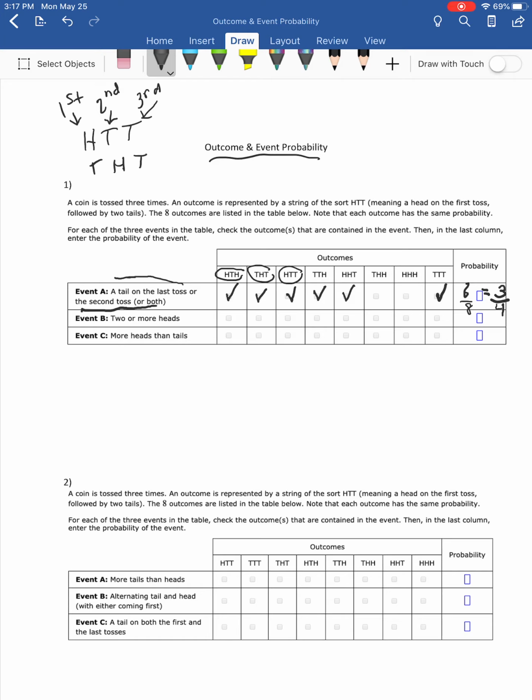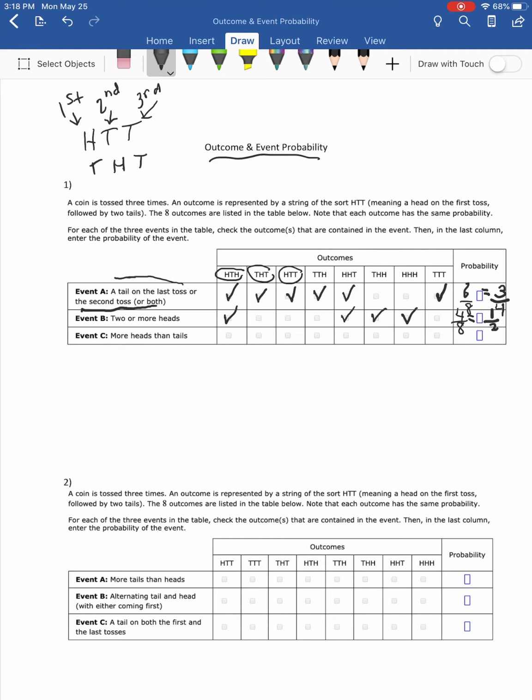Okay, event B, 2 or more heads. So we need a total of 2 H's, or we can have more than that, which would be 3 H's. So the first one works, that has 2 H's. Second one doesn't work, it has only 1. Third one has only 1. Fourth one only 1. The fifth one does work, it's got the 2 H's. The sixth one does have 2 H's. The seventh one, they are all H's, so that's certainly going to work. And the last one does not work. Okay, so for event B, we have 4 favorable outcomes, the 4 that we checked off out of 8 total. So that's 4 out of 8, which is 1/2 when we simplify.